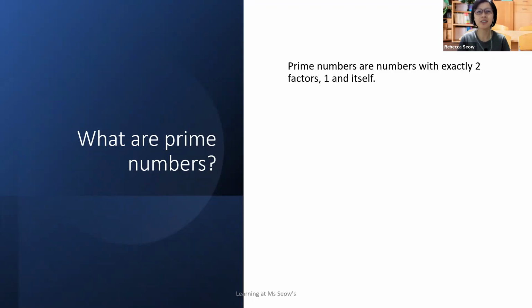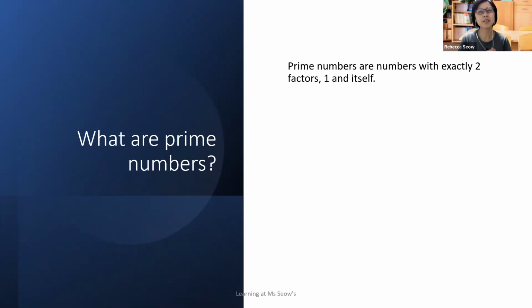So if you can recall what you learned from primary 4, factors are numbers that multiply to give you a bigger number. For example, with the number, say, 6, ask yourself, can I find two numbers that multiply to give me 6? Well, 3 times 2 gives you 6. 1 and 6 also gives you 6. So the numbers 1, 2, 3, and 6 are all factors of 6.